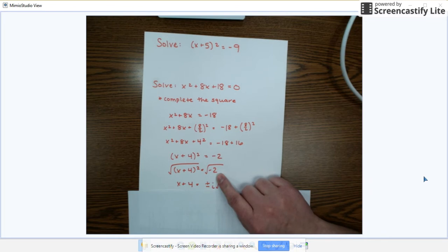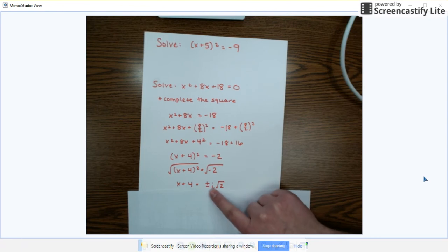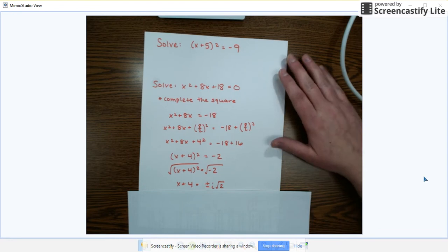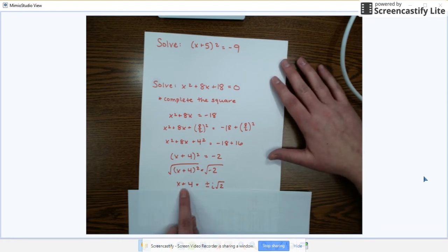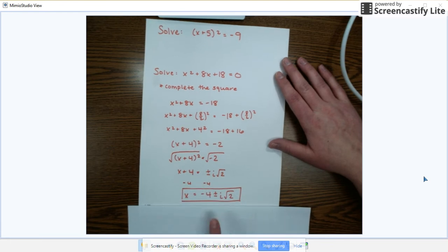Square root of negative 2 does not come out nicely, so we just pull the i out. Because remember, you could rewrite this as square root of negative 1 times square root of 2. Square root of negative 1 is where we get that i. Any square root needs plus or minus. So we have plus or minus i root 2. Last step would be to subtract 4. So we're subtracting 4. Our final answer is negative 4 plus or minus i root 2.